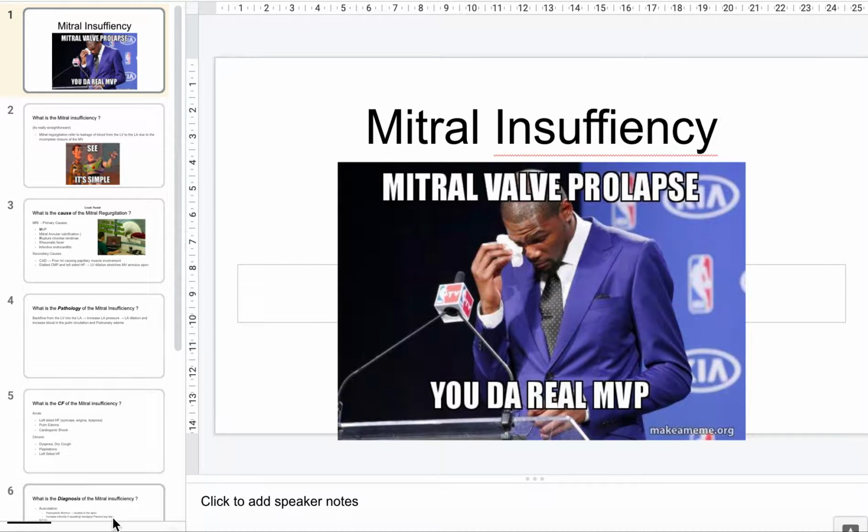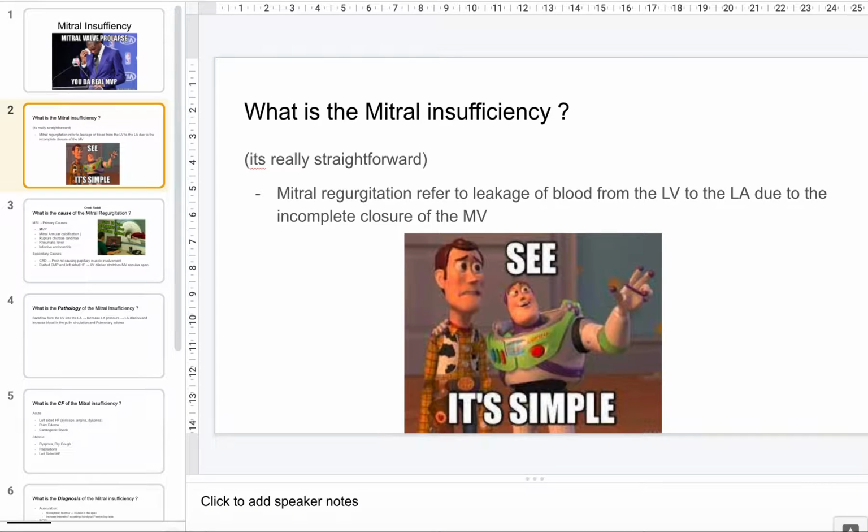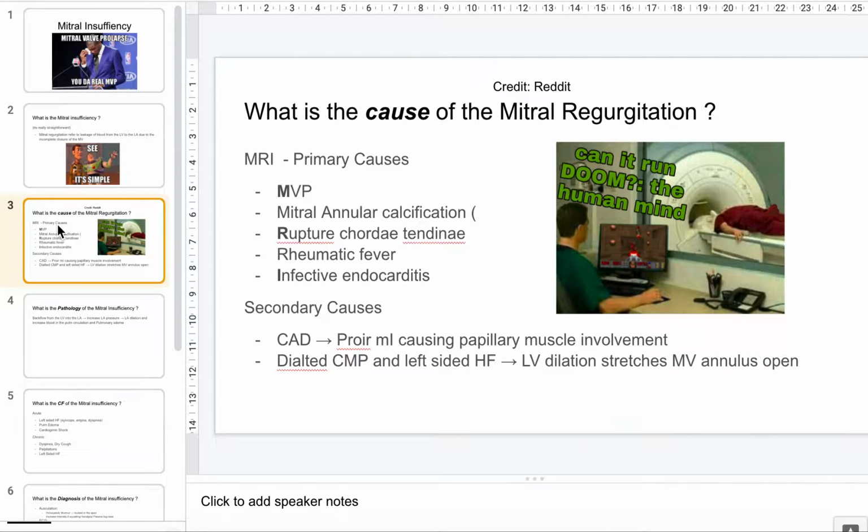A little bit about mitral insufficiency. So yes, we're going to talk a little bit about mitral insufficiency, and it does include mitral valve prolapse, the MVP. What is mitral insufficiency? Basically, guys, it's quite simple. Mitral insufficiency is any sort of regurgitation that leads to the leakage of blood from the left ventricle to the left atrium due to the incomplete closure of the mitral valve.